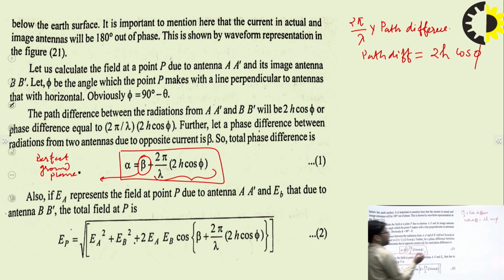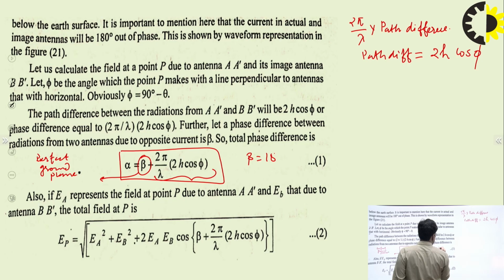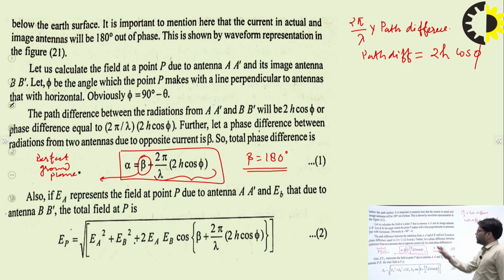Or for perfect ground plane, beta should be 180 degree. So the total phase difference, that is represented by alpha, is equal to beta plus 2 pi by lambda 2h cos phi.